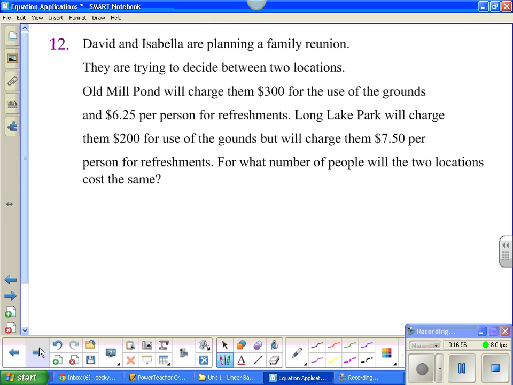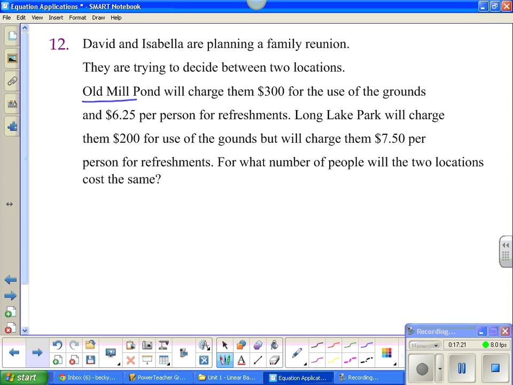David and Isabella are planning a family reunion. They are trying to decide between two locations. Old Mill Pond will charge them $300 for the use of the grounds and $6.25 per person for refreshments. Long Lake Park will charge them $200 for the use of the grounds, but will charge them $7.50 per person for refreshments. For what number of people will the two locations cost the same?